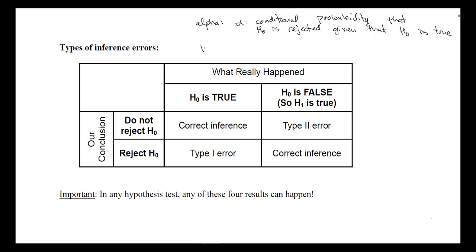Then our other one is beta. Again, we've got our Greek letters going here. Beta is the conditional probability that H0 is not rejected, given that, there's my given for the conditional again, H0 is false.